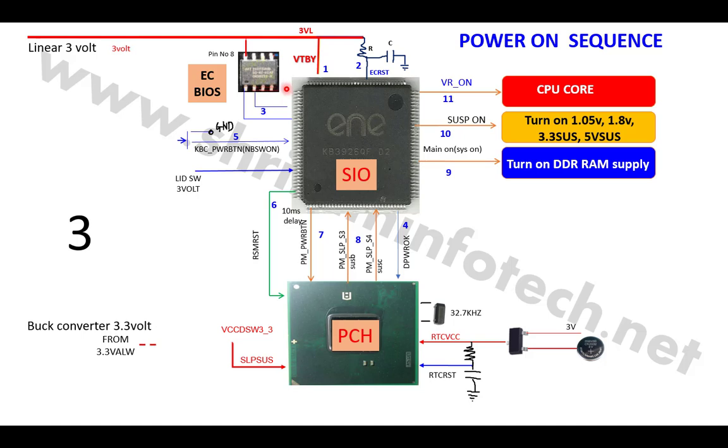So what you have to do is open the schematic diagram and check this VSTBY pin. You should get a 3 volt there, and this 3 volt linear comes to this pin. That is step number 1. So the SIO gets the power and starts working, but after that the SIO needs one more signal, called the reset.